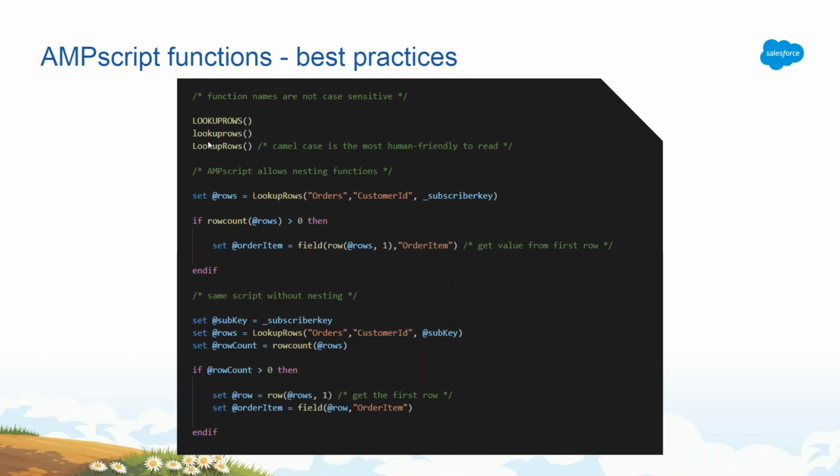AMPscript also allows nesting functions inside one another. So this is basically the same script. This version is the version with nested functions, and this is just the regular version. So as you can see, there are certain benefits for nesting functions inside one another. It definitely uses less variables. So here you have only 2 variables, at rows and at order item. And it has less lines of code. So basically here the whole code is written in 4 lines.